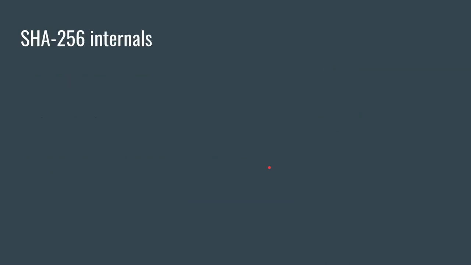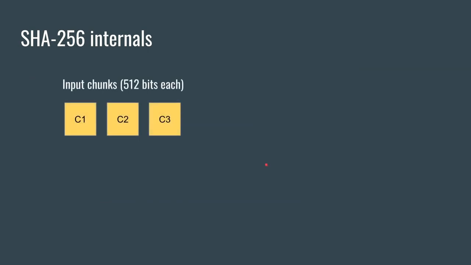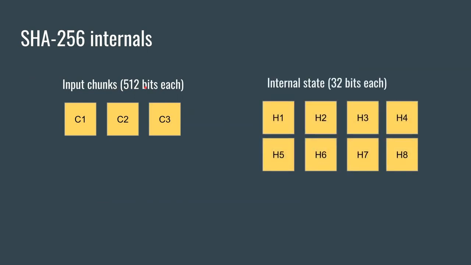Let's dig into the internals of this algorithm. We'll again break our input up into chunks, each of 512 bits. And this algorithm starts with an internal state. In the case of SHA-256, these are 32 bits each. If this was SHA-512, this would double to 64 bits each. Oh, and these input chunks, this isn't a typo. SHA-256 also uses 512-bit input chunks. All the different SHA-2 algorithms have the same size input, but the output size will vary.